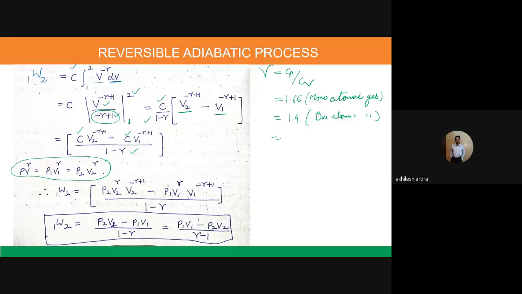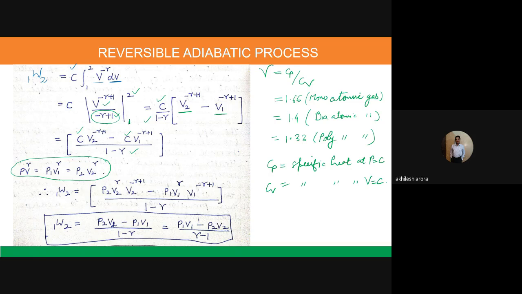Okay, and its value is equal to 1.33 for a polyatomic gas. Okay, and this Cp by Cv, Cp is the specific heat at constant pressure, and Cv is specific heat at constant volume. Okay, so this is how we know about the value of gamma actually.